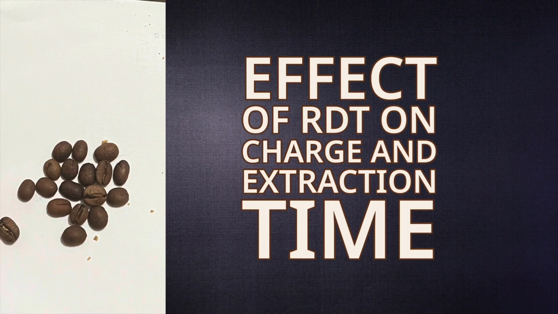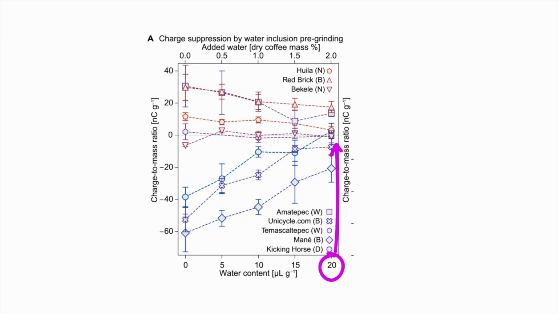Now for the next part of the study, which has gained the most attention, which is the effect of RDT. What the authors did was they used different amounts of water for RDT. And what they found was that as you increase the amount of water, so as you go from 5 microliter per gram to 20 microliter per gram, the amount of charge reduces. And by the time you reach 20 microliter per gram, the net charge is 0.